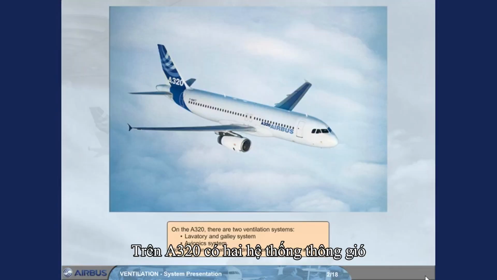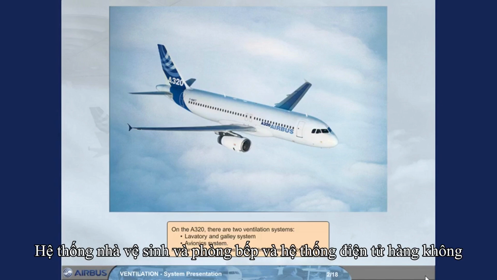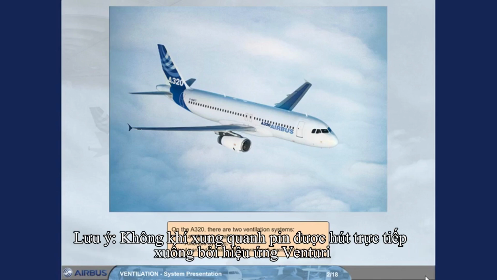On the A320, there are two ventilation systems: lavatory and galley system, and avionics system. Note: air around the batteries is drawn directly overboard by a venturi.